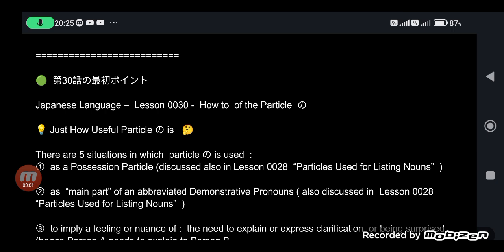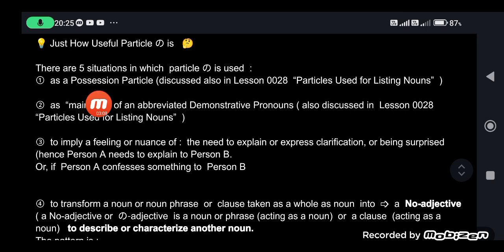So why did I say that it's a long topic? Because there are five situations in which particle no is used. What are the 5 situations? First usage or first situation, particle no is used as a possession particle. We've already discussed this in our previous lesson 0028, particles used for listing. So that's the first use. Particle no is a possession particle.